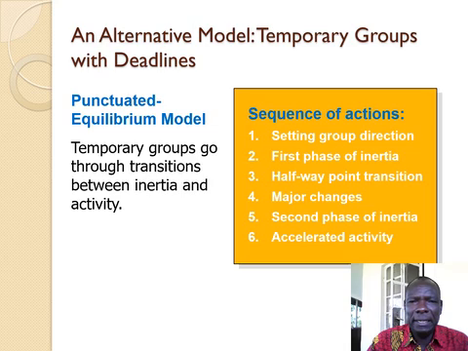And then finally, accelerated activity. This is when this group is mature enough and they can go full speed to achieve the purposes for which they are formed. This is the punctuated equilibrium model. For those who have the textbook that I sent to you on Moodle, you can look at chapter 9 and you look at the drawing of a punctuated equilibrium model. It's a very simplified model.